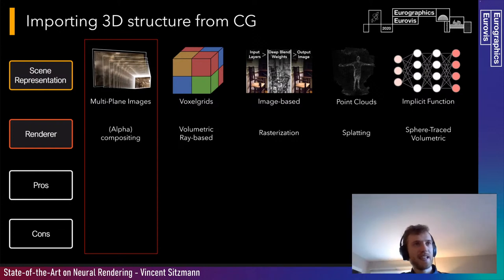So first, let's take a look at multiplane images. What is a multiplane image? The key idea is to represent our 3D scene as a set of images that are placed at different depth planes.